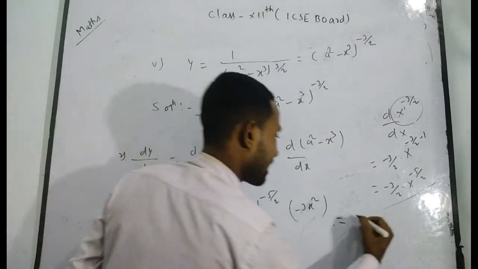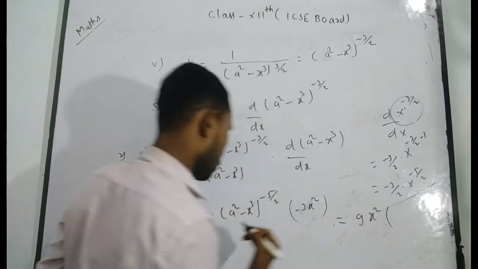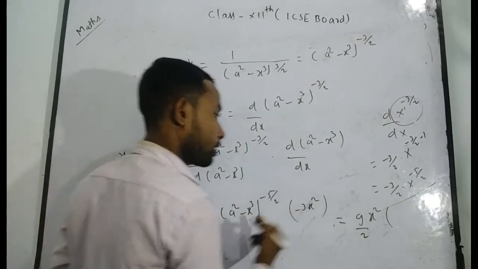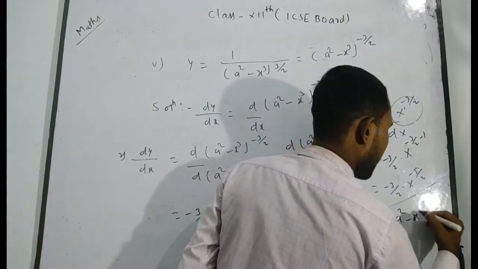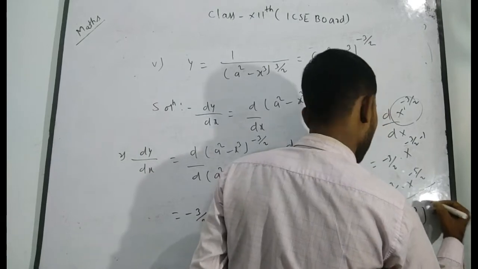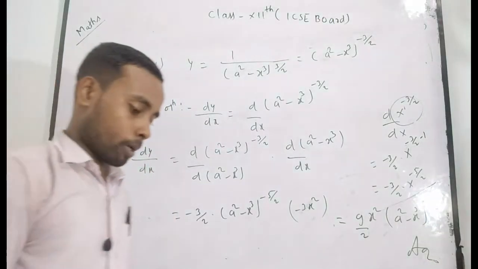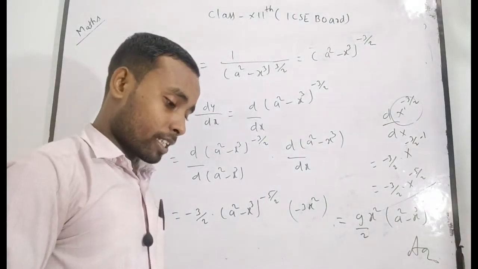So can I write here 9x square into 9 by 2 x square, 9 by 2 x square into a square minus x to the power 3, a square minus x to the power 3 whole to the power minus 5 by 2, which is your required answer of this problem. I think you understand very well.